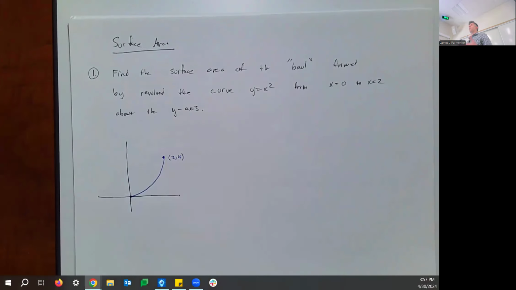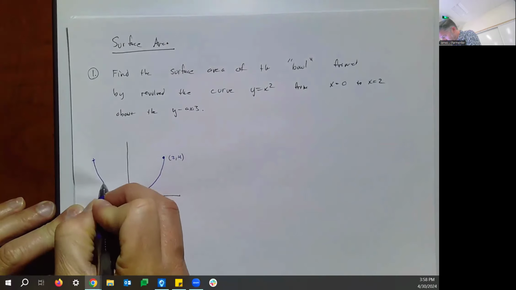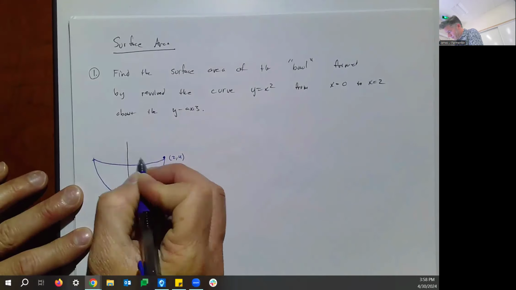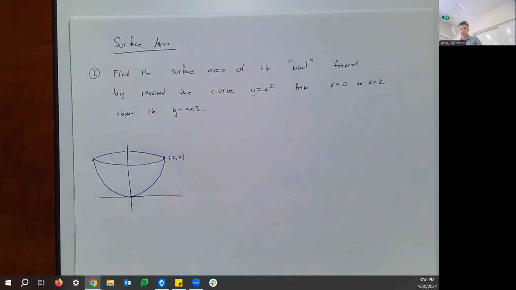And then, we're not revolving a region to get the solid. We're revolving a curve to get the surface of that solid. I'm going to revolve this around, and then it looks like this. We want to find the surface area of this bowl, this hollow. It's actually a bowl, right? It's not like a solid.